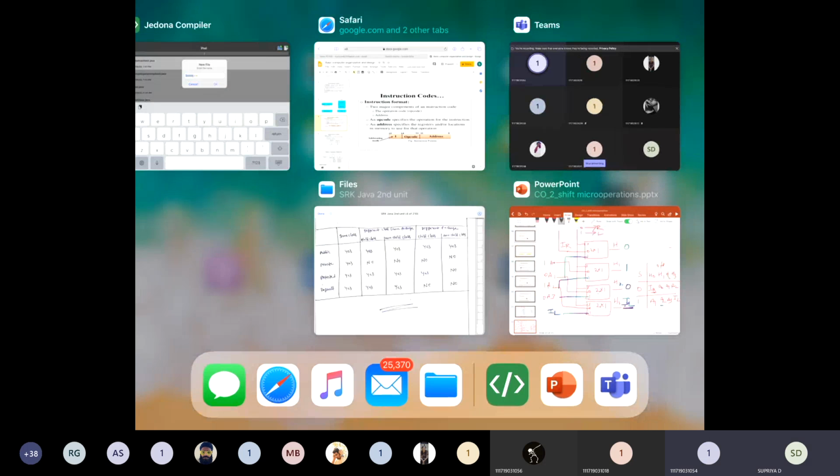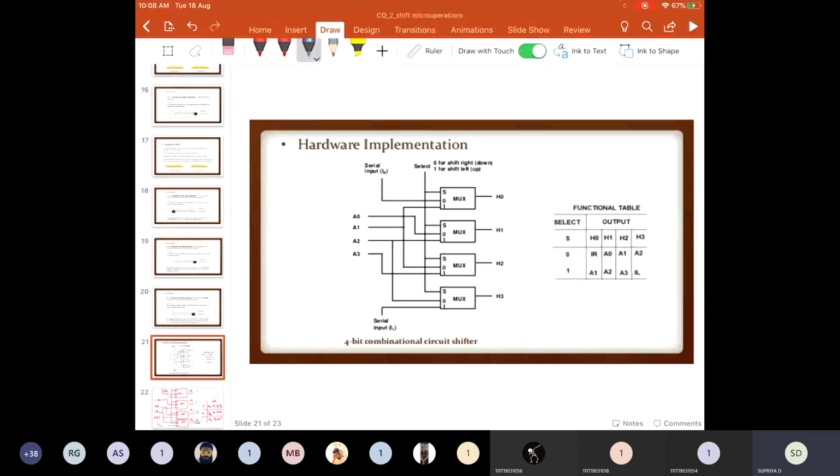See, in order to perform shift micro operations, I'm using 4 2x1 multiplexers. If you want to perform a shift right operation, usually in the most significant bit you will be adding the new data, whereas you will be moving the other bit positions to the next locations. 1, 2, 3 positions will be occupied by 0, 1, 2 positions of the previous register. Yes or not? Shift right operation.